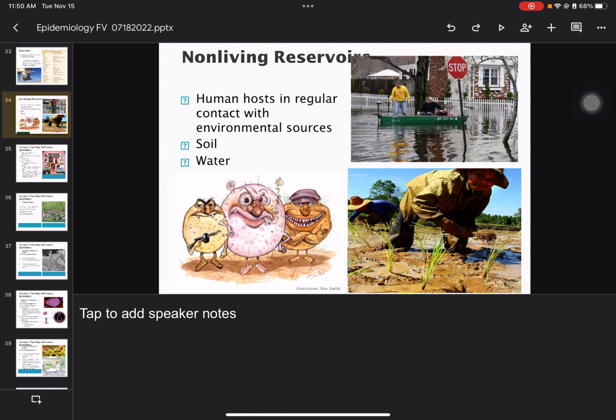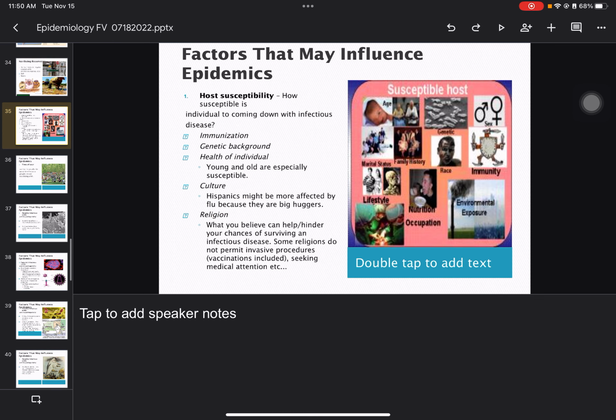All right, I'm going to go for a few more minutes. Let's talk about factors that can influence epidemics. So immunizations, the genetic background, right? Some of us are prone to have more infections than others. Some of us are prone to have oncogenes, which can cause cancer, which can make us more likely to have infections because we're immunocompromised, right? The health of an individual, right?